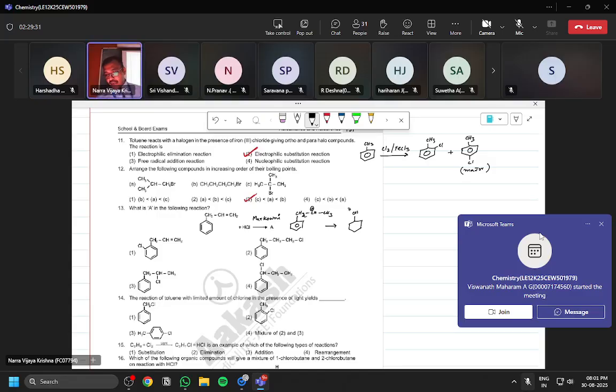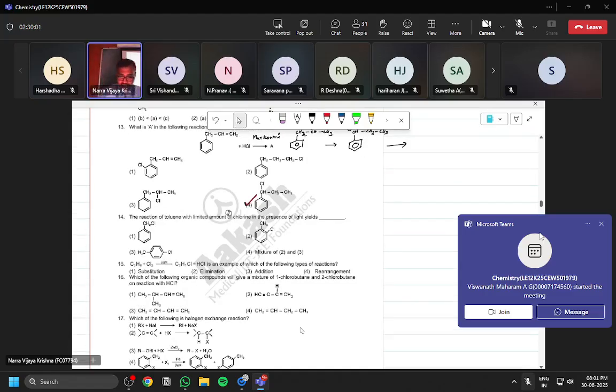Because benzyl carbocation is more stable than secondary carbocation. So it will undergo rearrangement. Then Cl minus will attack. So product will be the fourth option. Correct or not? So you got a carbocation, it rearranges to benzyl carbocation, then Cl minus will be added to that. Correct?